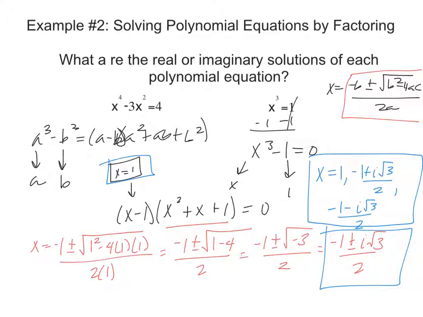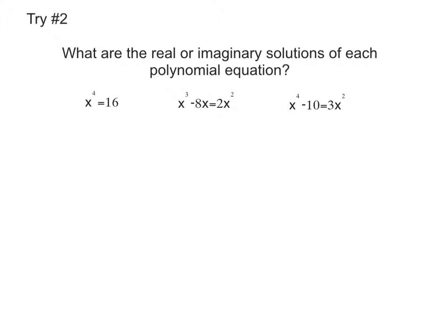All right, there's a couple more examples on the next one. All right, so on try 2, we have quite a bit to do. So let's go ahead and get started with the first one. We have x to the 4th minus 16.